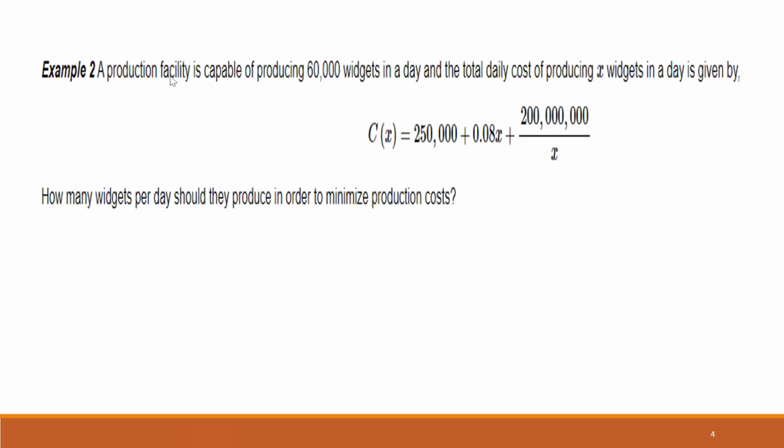A production facility is capable of producing 60,000 widgets in a day, and the total daily cost of producing X widgets in a day is given by this function. Now, this is your cost function. This is the cost of producing X widgets in a day. How many widgets per day should they produce in order to minimize production costs?